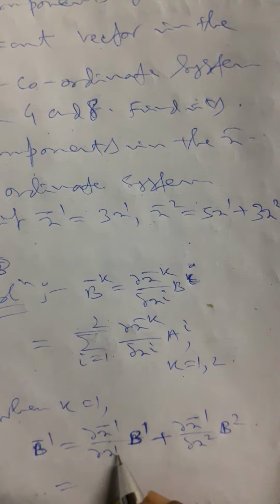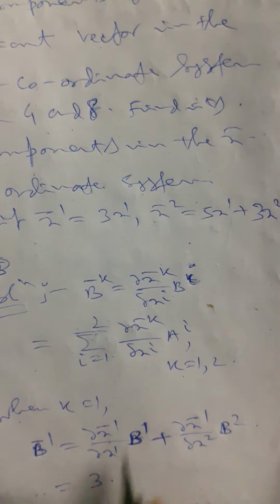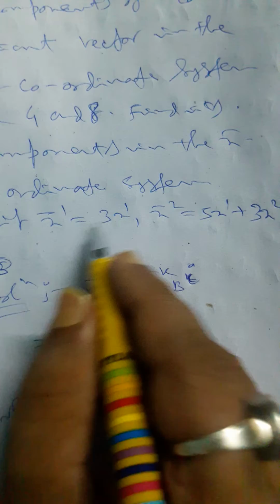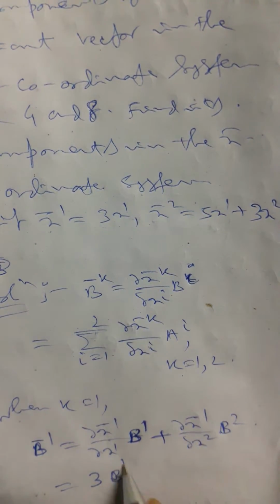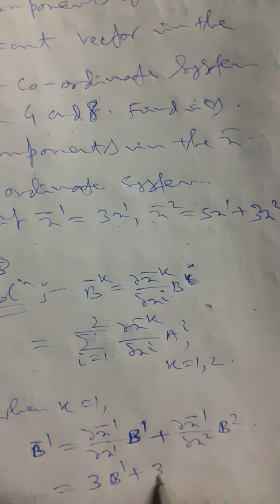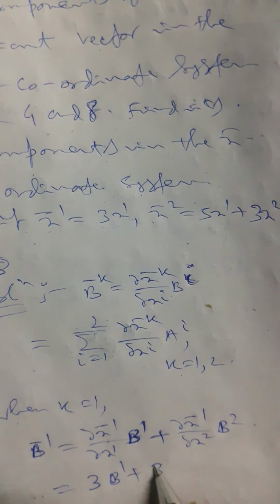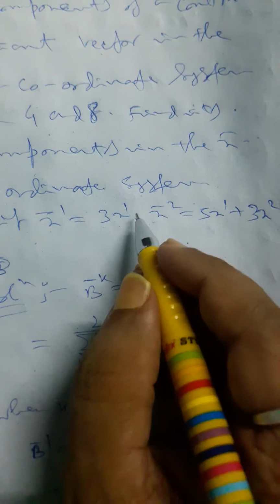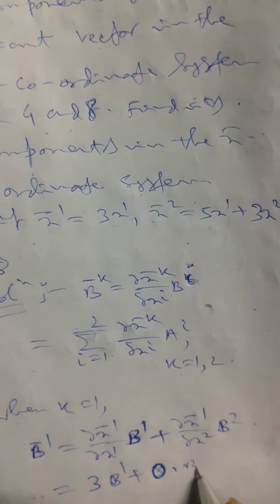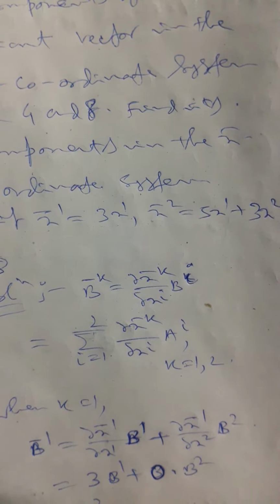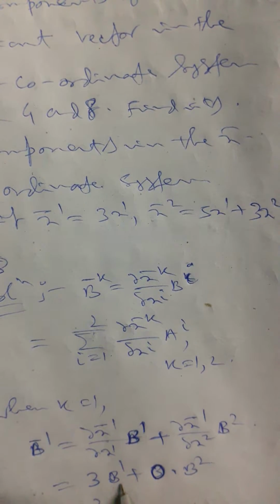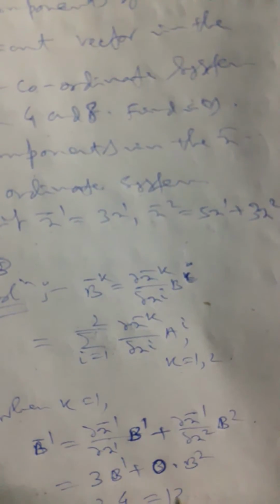Now for the derivative with respect to x1, we get 3 from x bar 1 equal to 3x1, so 3 b1. With respect to x2, it is 0, because there is no term involving x2, that's why it is 0. Now for b1 we have the first component, that is 4, so it will be 3 into 4, that is 12.